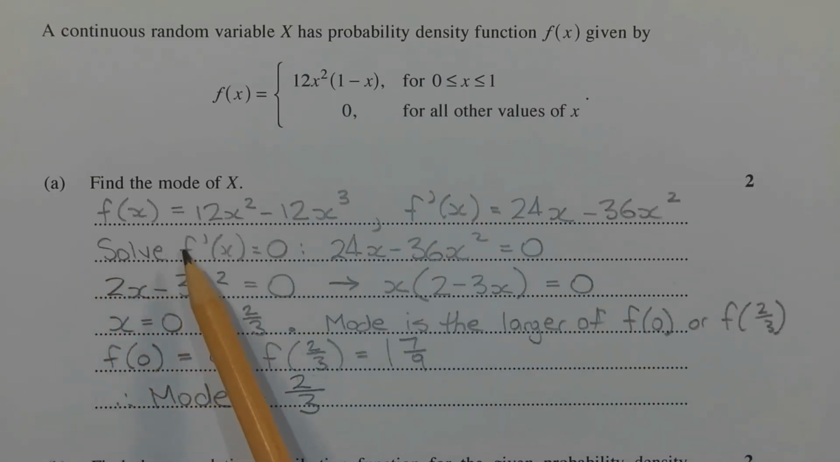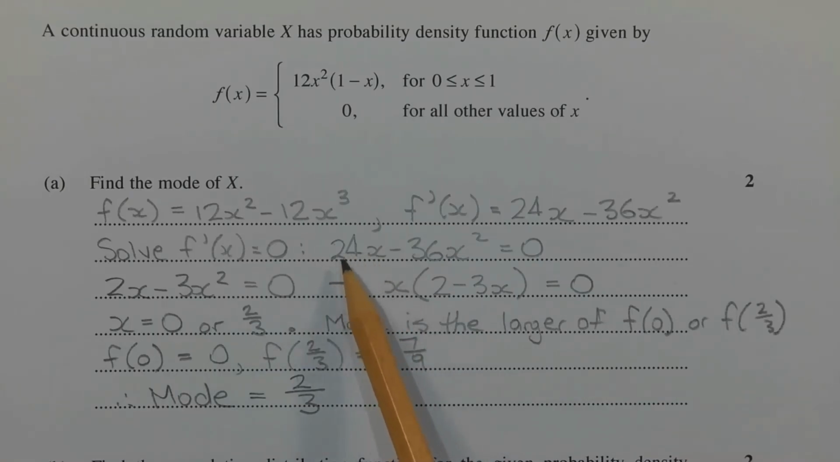Next, solve f dash of x equals 0 to find the x values that correspond to the stationary points. So in other words, we're going to solve 24x minus 36x squared equals 0. Now, to make the equation a little simpler, we can divide all terms by 12. So we have 2x minus 3x squared equals 0.